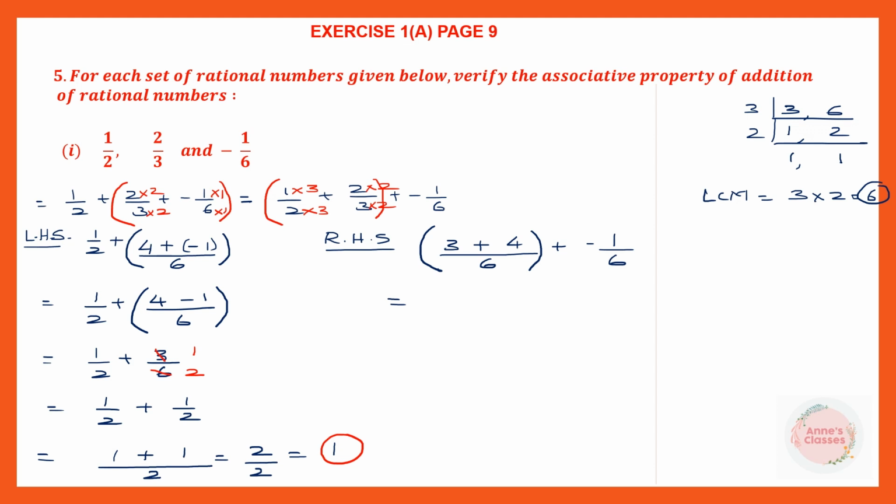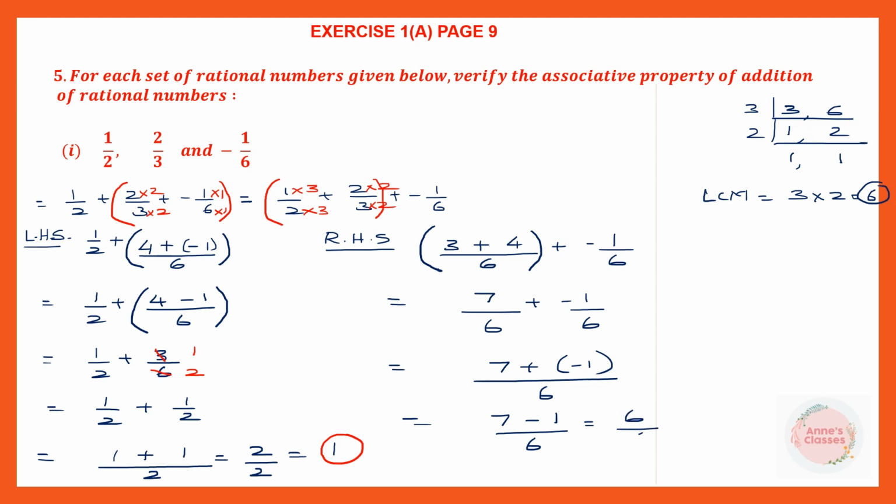So this will continue. 3 plus 4 is 7. 7 by 6 plus minus 1 by 6. So here the denominators are the same. So we write that as the LCM. And if the denominators are the same, we write the same numerators also. So 7 plus minus 1. So 7 plus minus 1 means 7 minus 1 by 6. 7 minus 1 by 6 is 7 minus 1 is 6. 6 by 6. 6 by 6 is equal to 1.